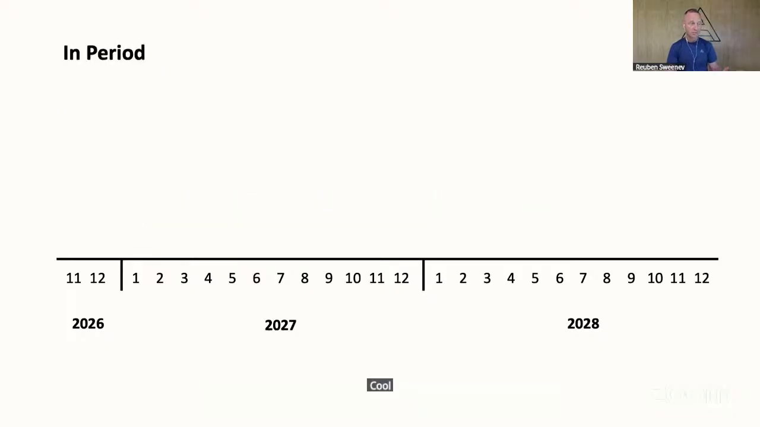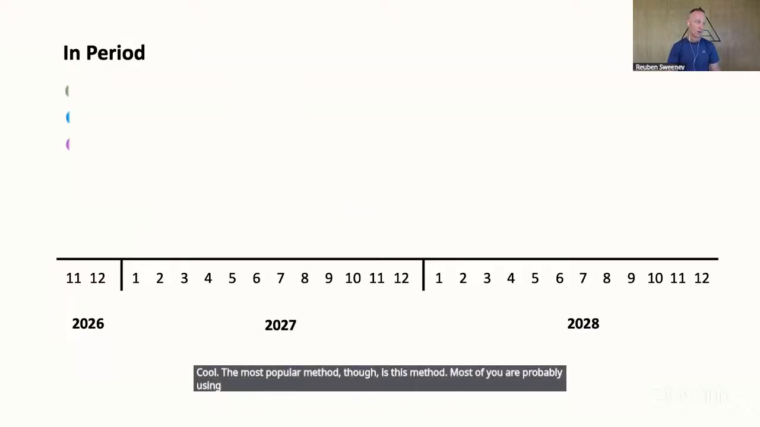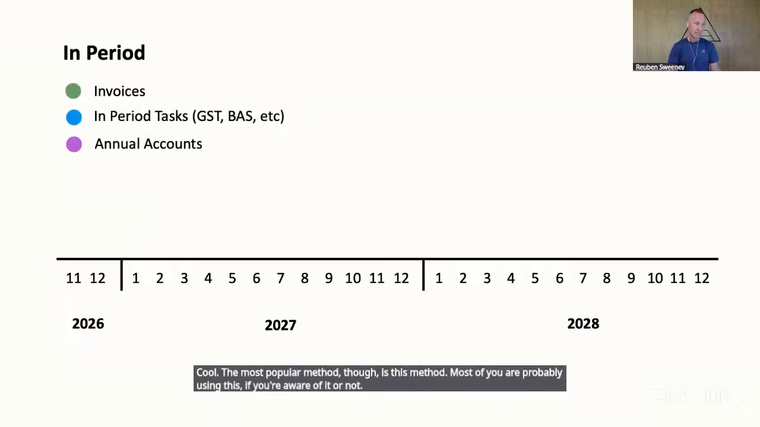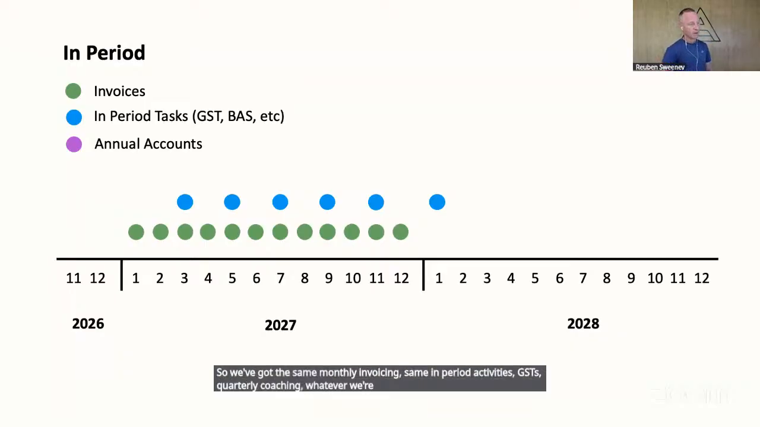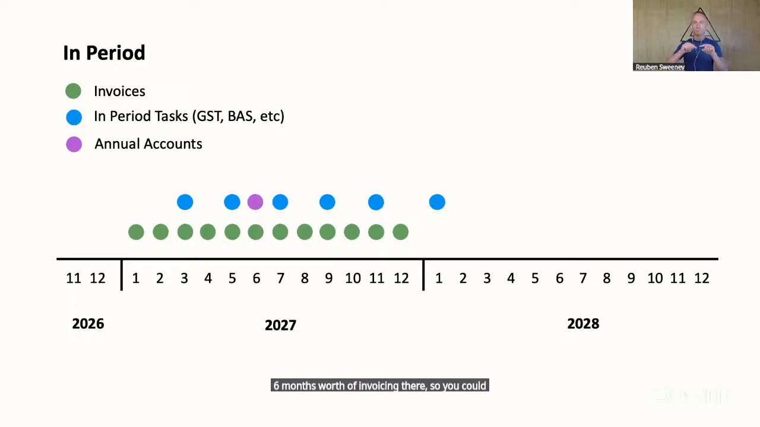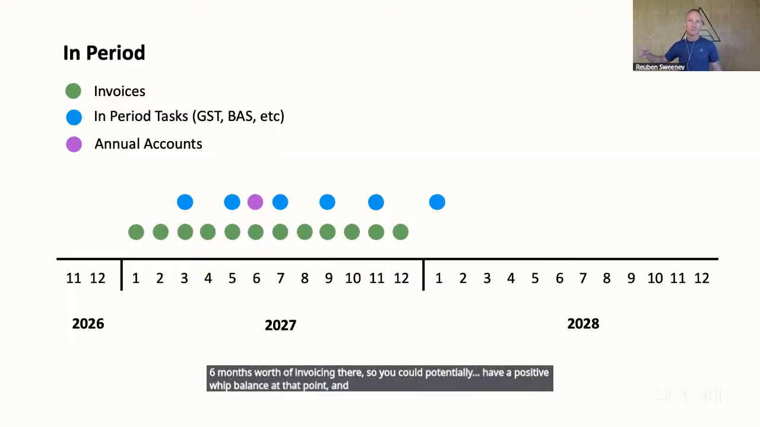The most popular method though is this method. Most of you are probably using this if you're aware of it or not. It's in period, and in that scenario, our purple dot moves. So we've got the same monthly invoicing, same in period activities, GSTs, quarterly coaching, whatever we're doing during the period. But that purple dot, that's for the previous year's annual accounts. So by the time we get to month 6 and we're delivering that work, we have only received 6 months worth of invoicing there. So you could potentially have a positive WIP balance at that point, and then it goes back to negative. You're not going to have the full budget available at the time you go to pick up that annual accounts. You'll have partial of that, but you'll make it up by the end of that 12-month period.